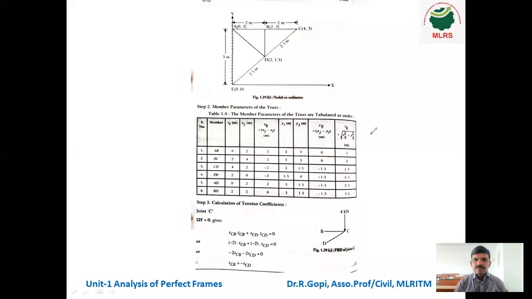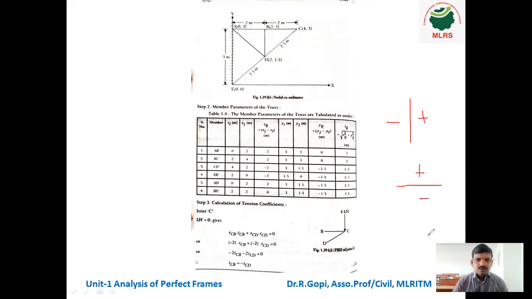This is the length of each member. Next, we have to calculate tension coefficients. How to calculate the tension coefficient? For that, we already know in case of a graph, the right side is positive and the left side is negative. Upward is positive, downward is negative. Please remember these two things.